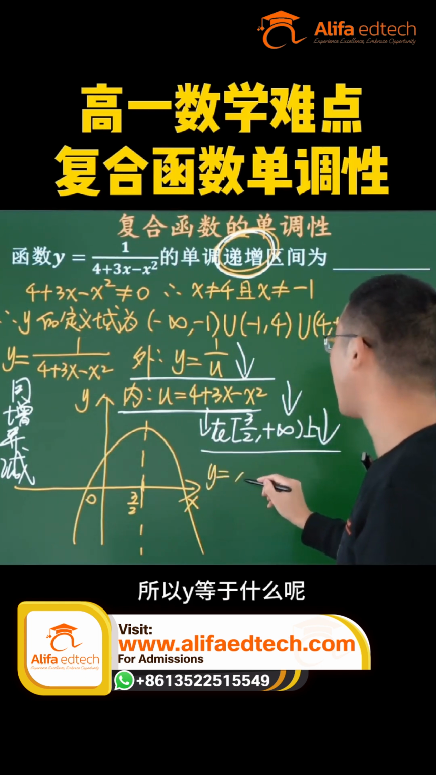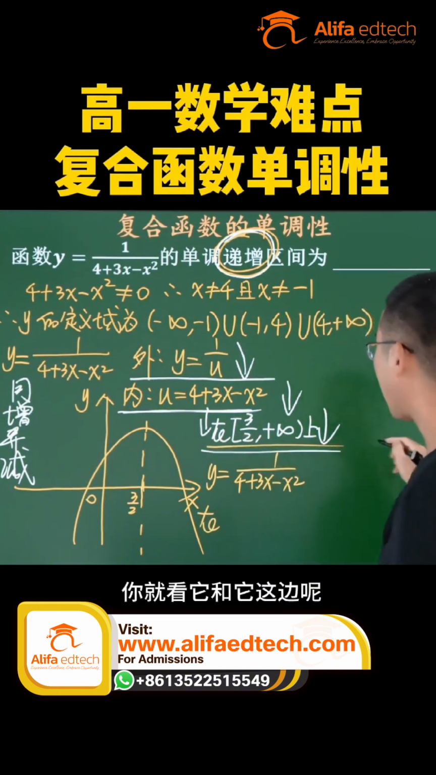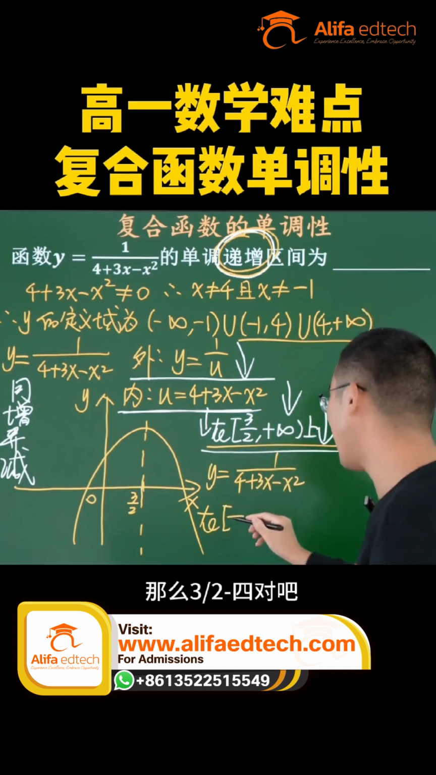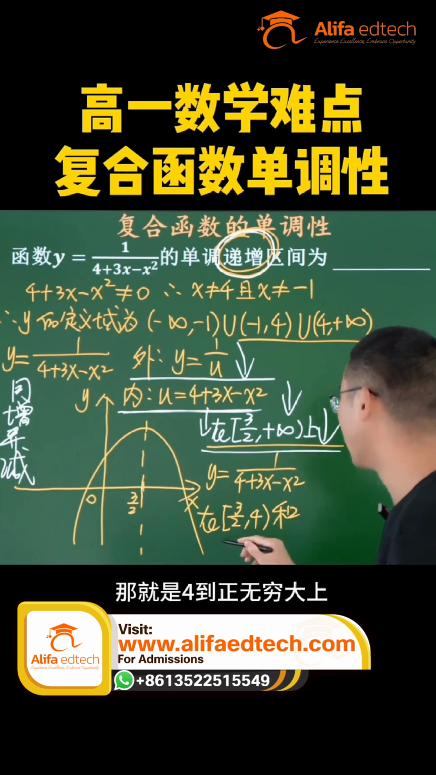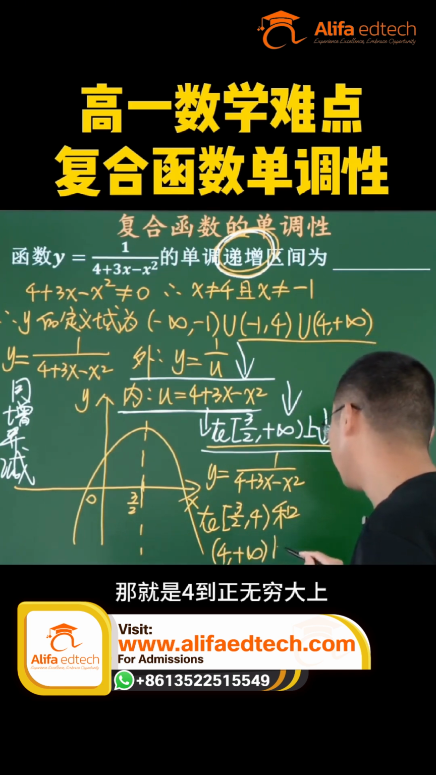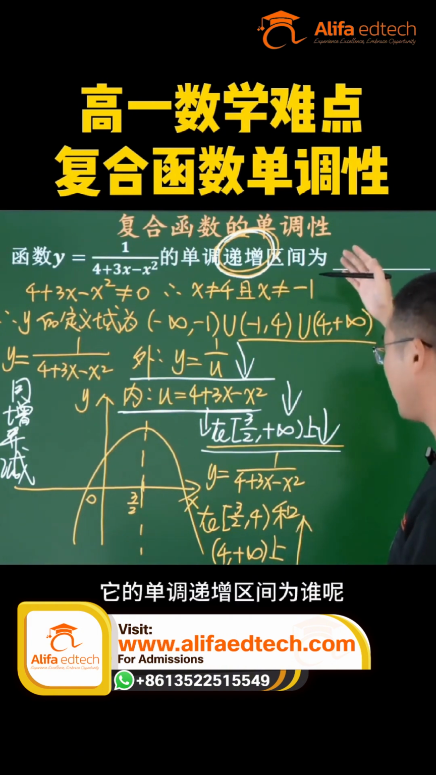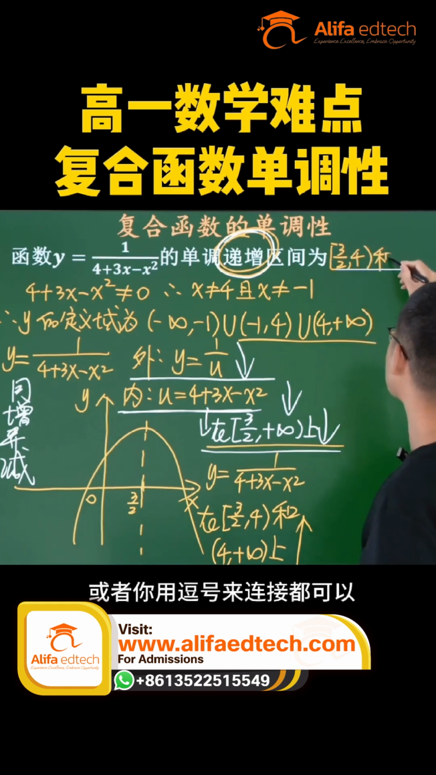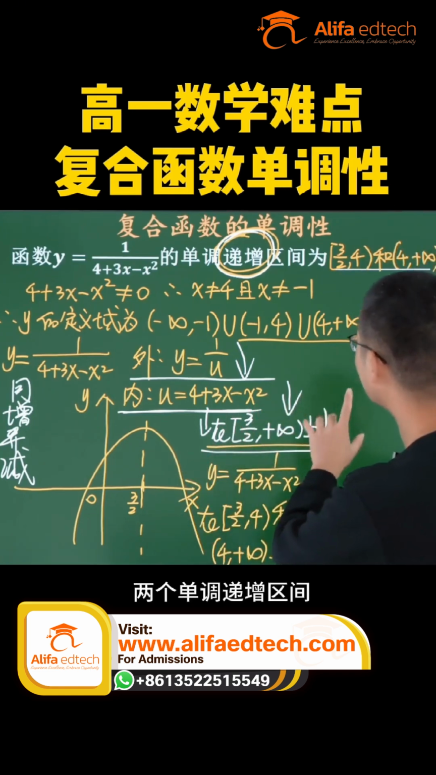So what is y equal to? 1 over (4 plus 3x minus x squared). Where is this defined? Just look at the intersection between these intervals. So 3/2 to 4, right? From 3/2 to 4, and you can't use union here. So from 4 to positive infinity, it's monotonically increasing, right? So what are its monotonically increasing intervals? That would be from 3/2 to 4, and from 4 to positive infinity. So there are two monotonically increasing intervals. Have you understood this problem?